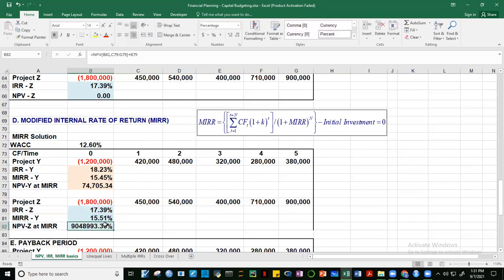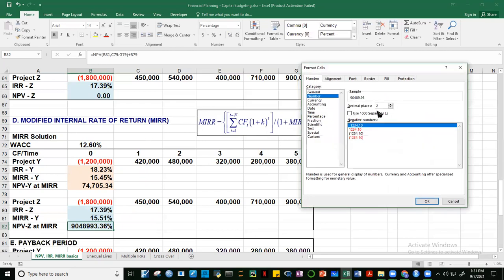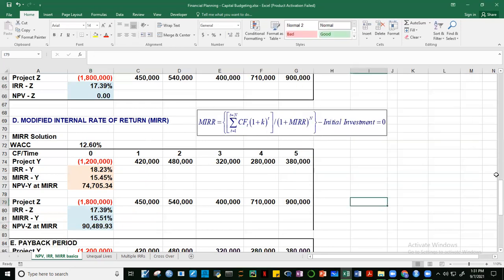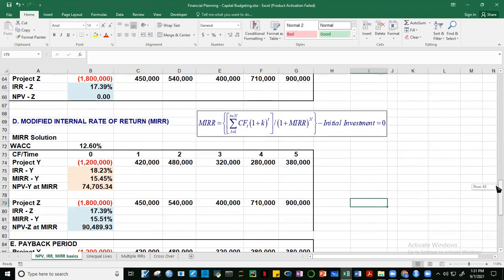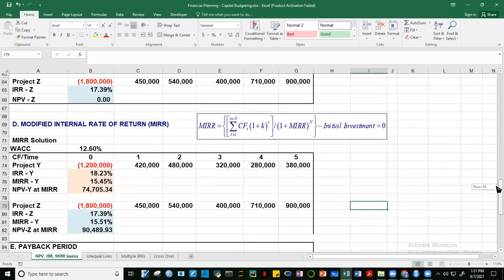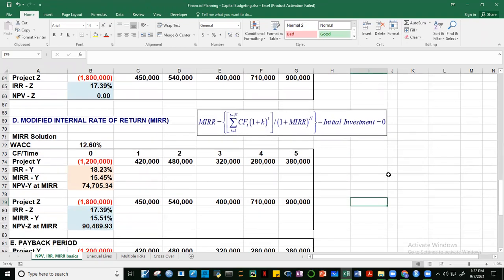So Control 1 and number 2 decimal places. Yeah, 9489. Okay, so based on MIRR, guys, yun yung pipiliin natin. Pakichat nga please kung si Project Y or Project Z. Mali ito ha. This is MIRR ni Z.